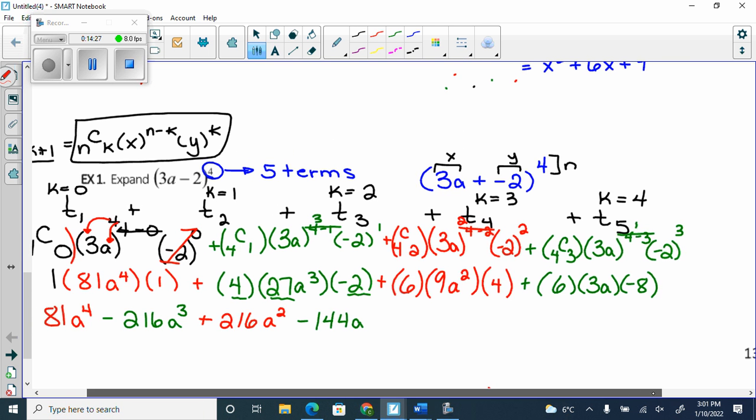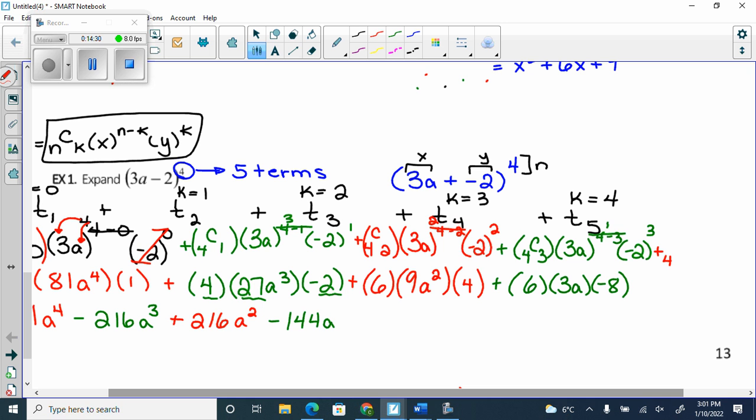And so I have plus 4c4, k is 4 this time, 3a to the 4 minus 4, and then negative 2 to the 4. 4c4, how can I have 4 things and choose 4 things? One way. I just chose them all. 1. Then 4 minus 4 is 0. What's anything to the 0? 1. And then negative 2 to the 4 is 16. So it's going to be plus 16.